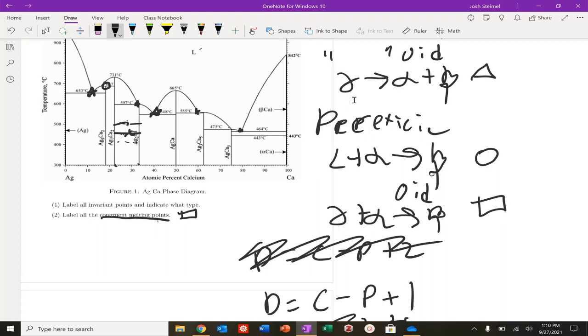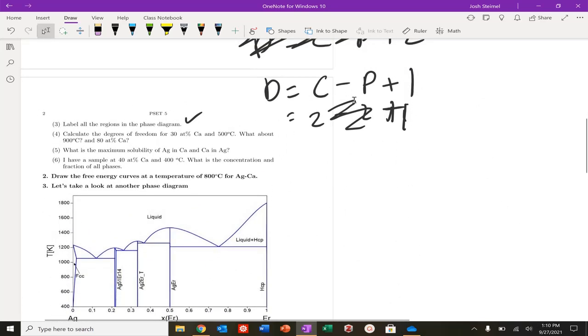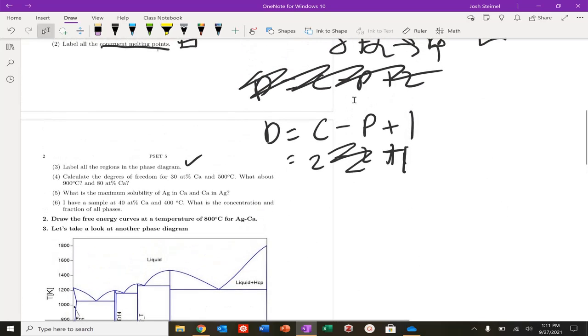If I also change my composition here, let's say my initial composition is here, now my temperature is fixed. So I have 1 degree of freedom, the other is fixed. So that makes sense. What about at 80 atomic percent calcium?